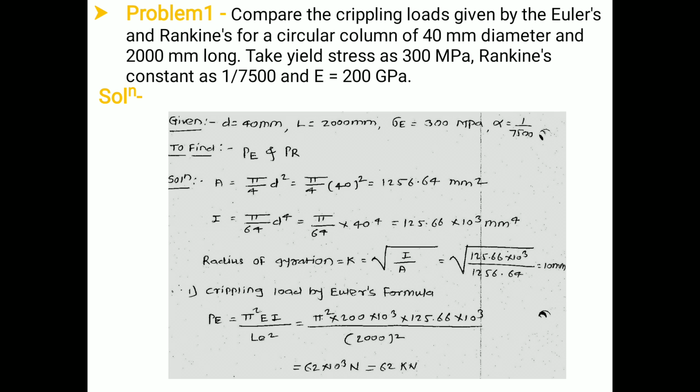First, Euler's formula: PE is equal to pi square EI upon L effective square. But the end condition is not mentioned in this numerical, so we will consider it as hinge support, both ends hinged. Putting the values of E, I and L effective square into this equation, we get the final answer by Euler's formula as 62 into 10 raised to 3 Newton, so it becomes 62 kilonewton. The crippling load by Euler's formula is 62 kilonewton.